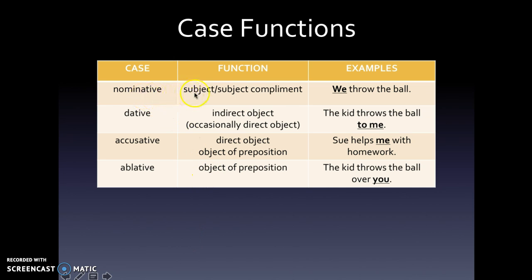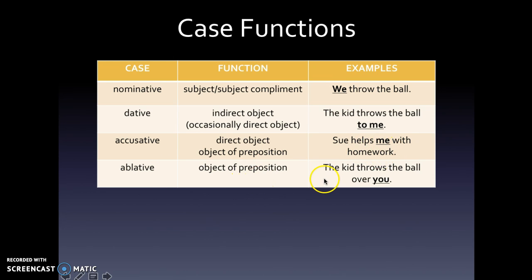All right, so the nominative is the subject or the subject complement. We throw the ball. Here, we is in charge of the verb, therefore it's the subject. As the dative, the indirect object: the kid throws the ball to me. In this sentence, me is indirectly receiving the action of the verb. Accusative, either the direct object or object of preposition. So, Sue helps me with homework.